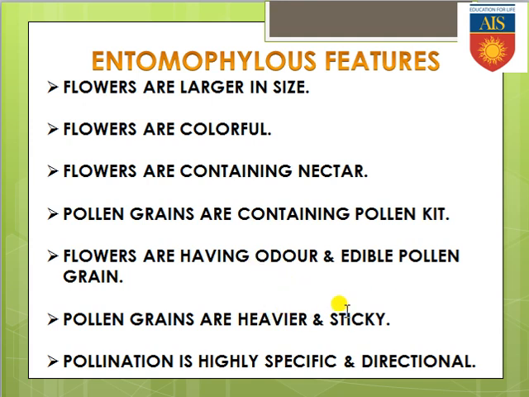Pollination is highly specific and directional. Always keep it in your mind, pollination is highly specific. Why? Because by the insects only the pollen grain will be transferred from one flower to another flower, obviously to another plant. And this specific pollination is always directional. Why directional? Because the direction in which the pollen grain will be transmitted by the help of insects is always constant. Constant means the insects take the pollen grain and then go towards any kind of orchid or flower garden, and that is constant. So for that reason it can be said that the pollination is directional.